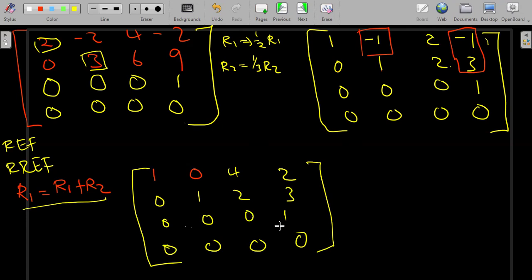Okay, so what is the next step from that? The next step is to make this 2 here to be 0. So what are we going to do in order to make this 2 here to be 0? And then after we make the 2 to be 0, we will need to make this 3 here to be also 0.